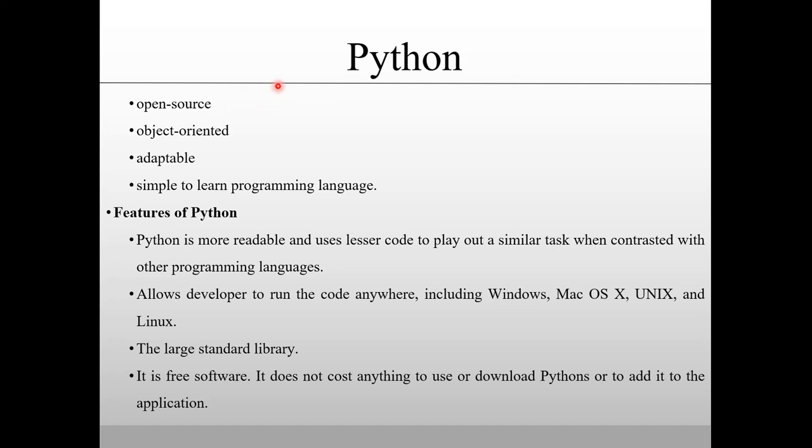So Python is also an open source software. It is an object oriented programming language. Features of Python programming are, it's a simple programming language, so the code is easily understandable. It's more readable, and when compared to other programming languages, you require less coding. For performing a similar task, you require less code when compared to other programming languages.